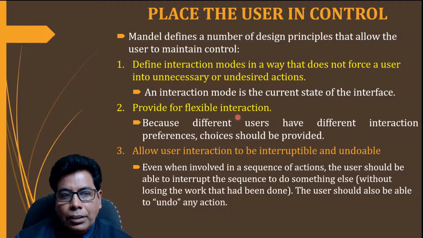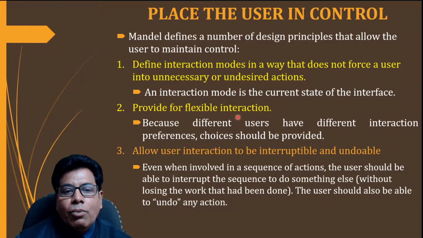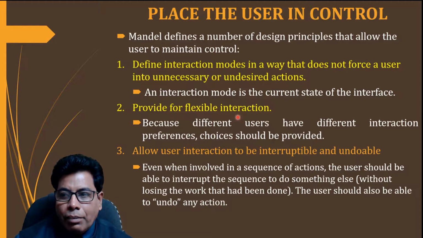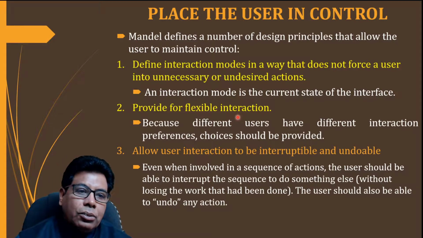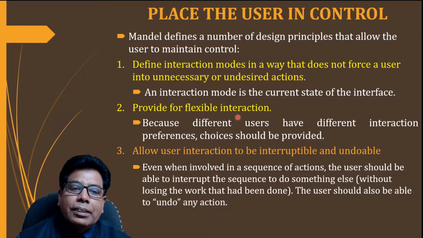Coming to the second rule, provide flexible interaction. Because different users have different interaction preferences, choice should be provided. For example, software might allow a user to interact via keyboard commands, mouse movements, digitizer pen, or a multitouch screen, or a voice recognition command. So these are different interaction preferences, and this should be allowed.